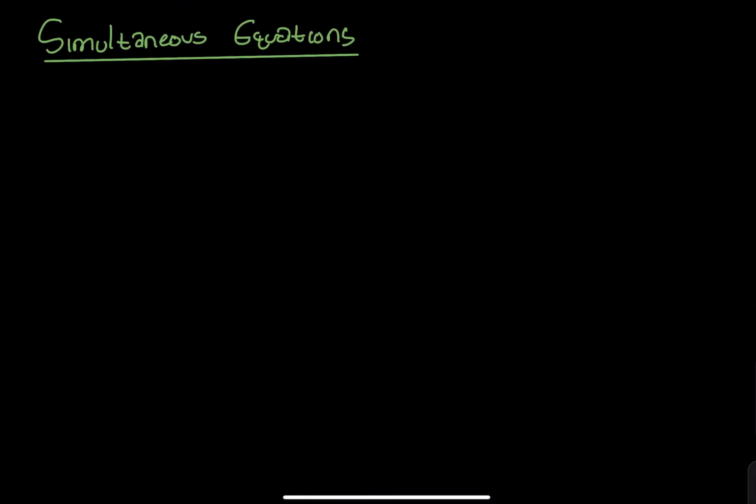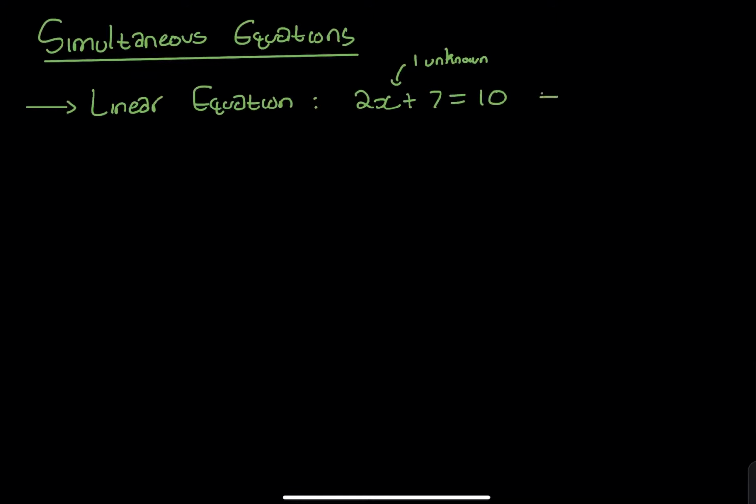Okay, so today we're going to have a look at simultaneous equations. Before I dive into simultaneous equations, I want to have a look at linear equations. Just a simple linear equation. Let's say we have the equation 2x plus 7 is equal to 10. Now this equation has one unknown, and it's just one equation.